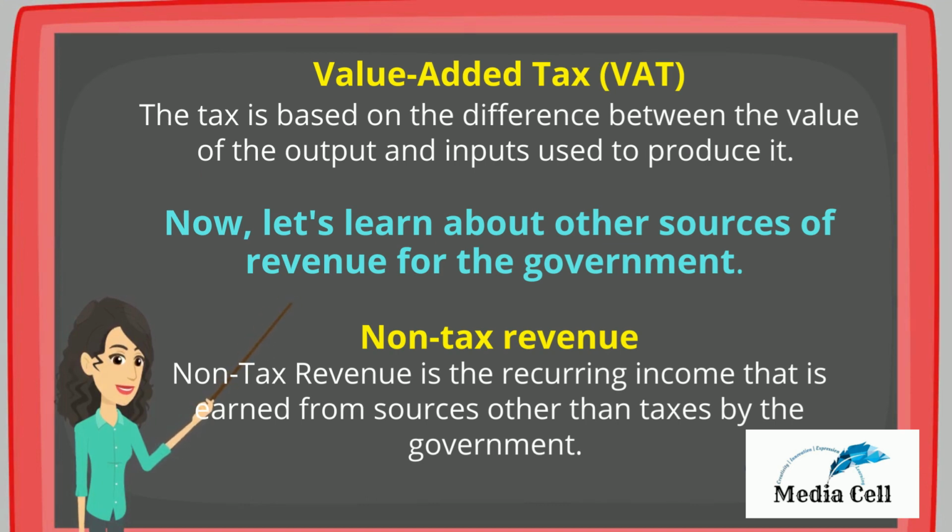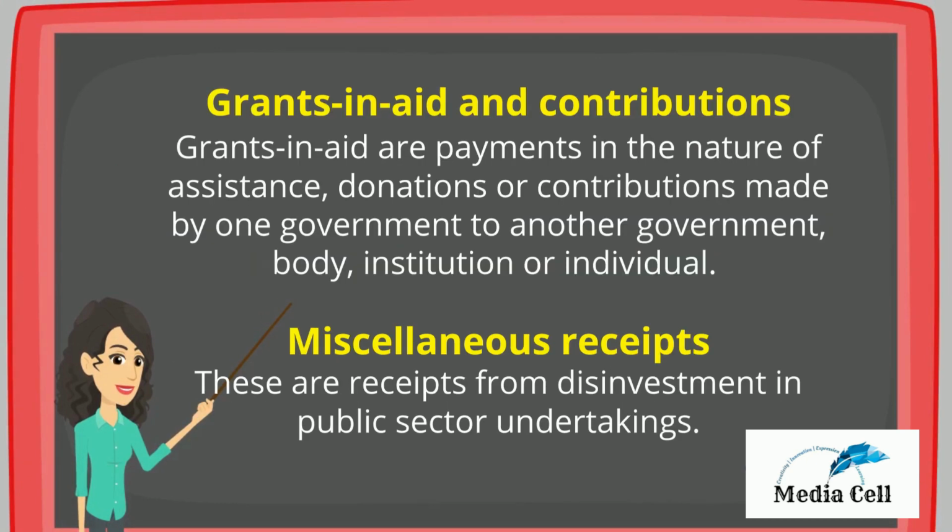Now let's move on to the other sources of revenue for the government. Non-tax revenue. Non-tax revenue is the recurring income that is earned from sources other than taxes by the government. They are the revenue receipts that are not generated by taxing the public. For example, interest payments received on loans given by the government to states, railways and others, and dividends and profits received from public sector companies.